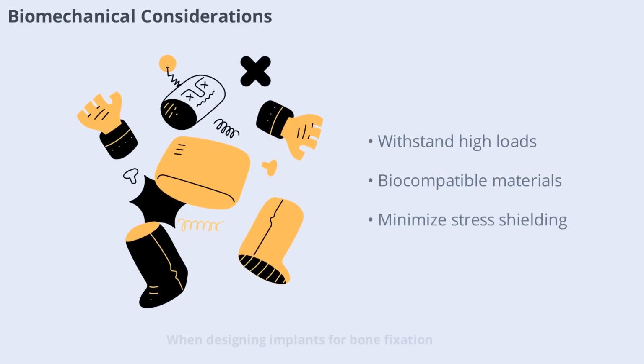In designing implants for bone fixation, several biomechanical factors must be considered. Implants need to withstand high loads and stresses, especially in weight-bearing bones. The materials used should be biocompatible to avoid rejection and corrosion-resistant to ensure longevity. Additionally, implant design should minimize stress shielding, a phenomenon where the implant takes on too much load, causing the bone to weaken over time. These considerations are critical for successful long-term outcomes in orthopedic surgery.